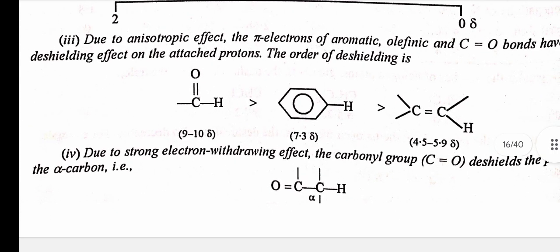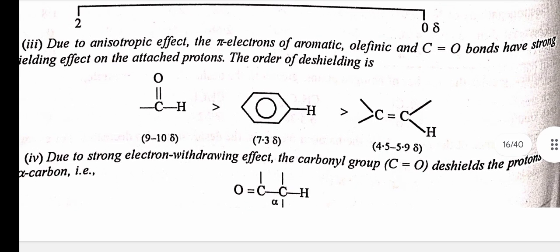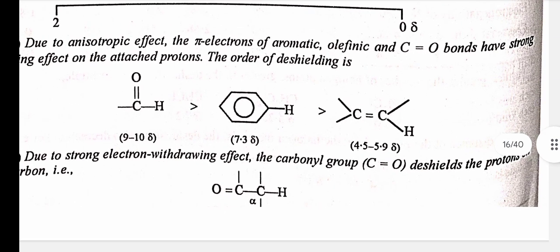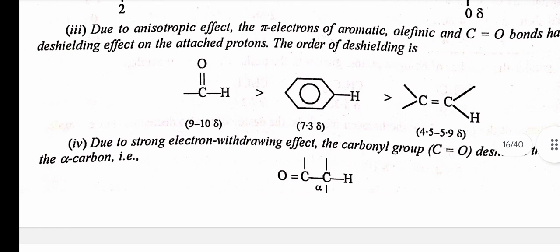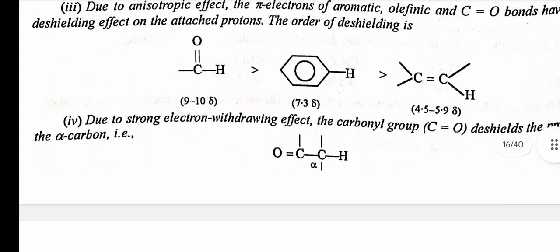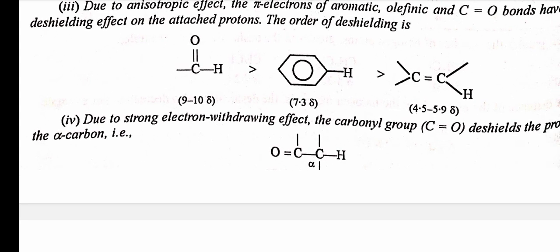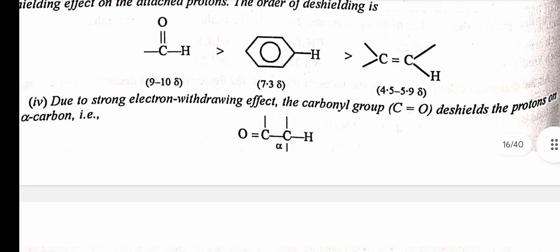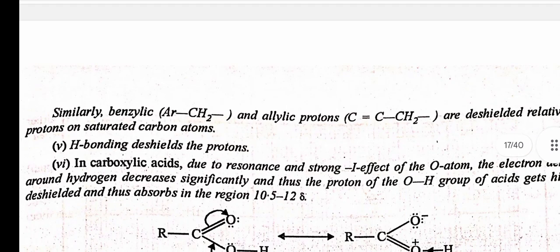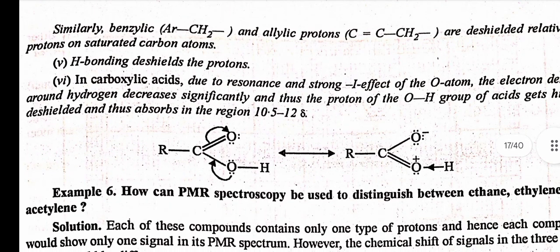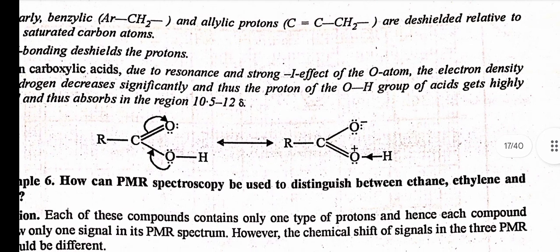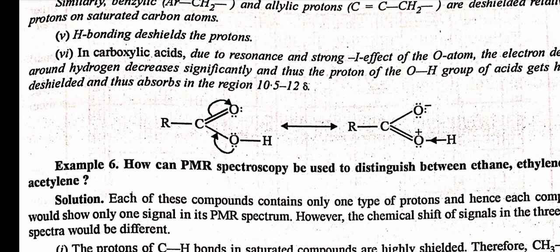Due to the anisotropic effect, the pi electrons of aromatic, olefinic and carbon-oxygen double bonds have a strong de-shielding effect on the attached protons. The order of de-shielding is 9 to 10 delta, greater than 7.3 delta, greater than 4.5 to 5.9 delta. Due to strong electron withdrawing effects, the carbonyl group C=O de-shields the protons on the alpha carbon. Similarly, benzylic and allylic protons are de-shielded relative to protons on saturated carbon atoms.